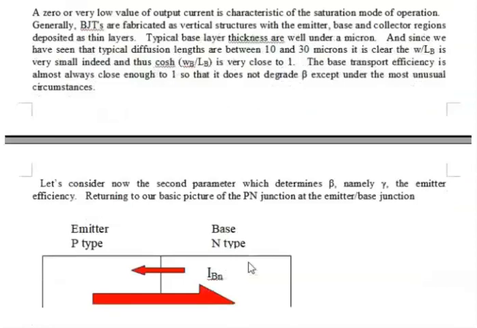We can expand it in the Taylor expansion of the hyperbolic cosine, which sits right here, and we get that the base transport factor is approximately equal to 1 plus the sum of 1 plus 1/2 WB over LB, these terms right here, assuming that all the higher order terms go to 0. And this is an equation which appears quite often in many textbooks.